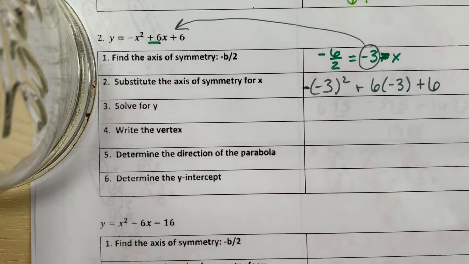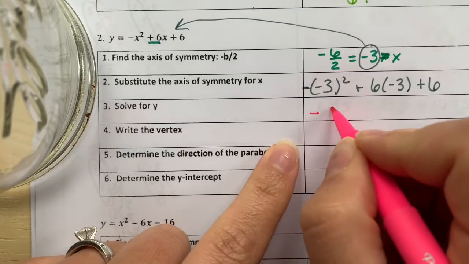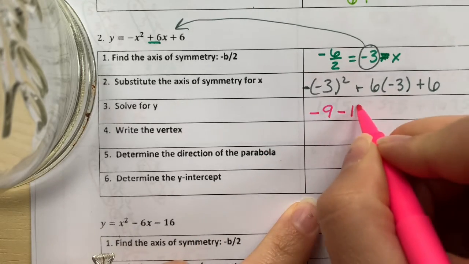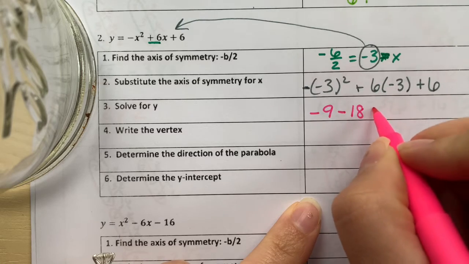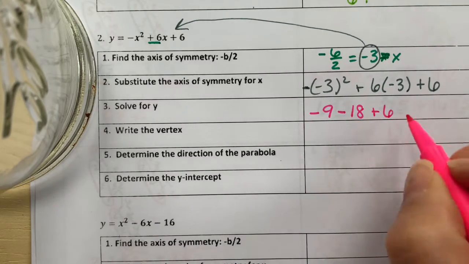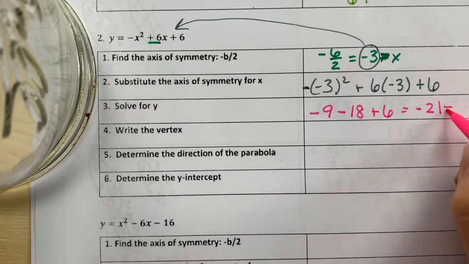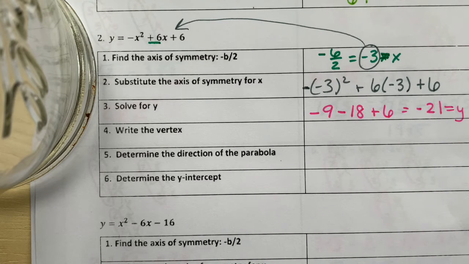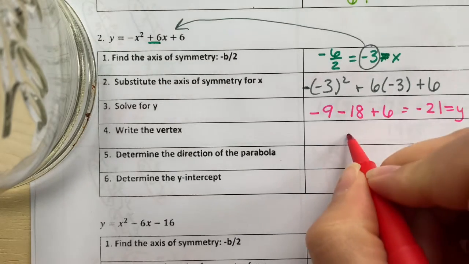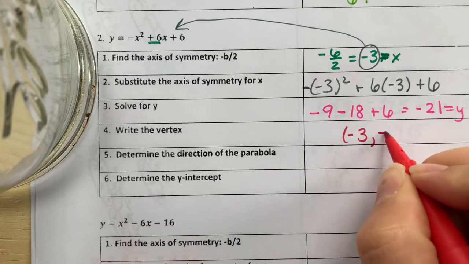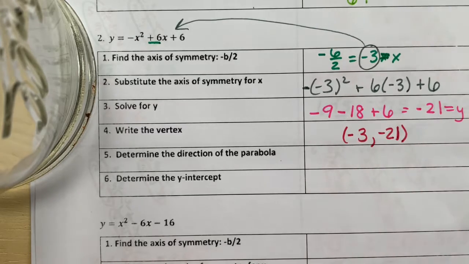So, negative 3 squared is a positive 9 because a negative times a negative, but because of this negative up front, I will end up with negative 9. 6 times 3 is 18, so minus 18, plus 6 is going to be equal to a negative 21. And this is my y value. Now I have to write the vertex. I have to write that in x comma y form. So negative 3, that's my x value that I found, comma, negative 21, that's my y value that I found.